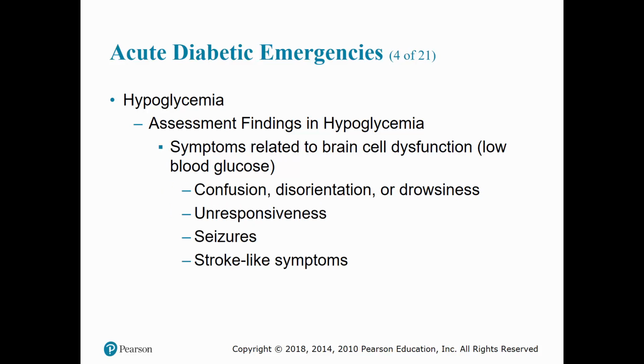Once the low blood glucose levels start to affect the brain, your patients will become confused, unresponsive, and disoriented, and in more severe cases even have seizures. Hypoglycemic patients can also present with stroke-like symptoms, especially in the elderly. That's why for any patient that we see with stroke symptoms, we go ahead and check a blood glucose level as well.